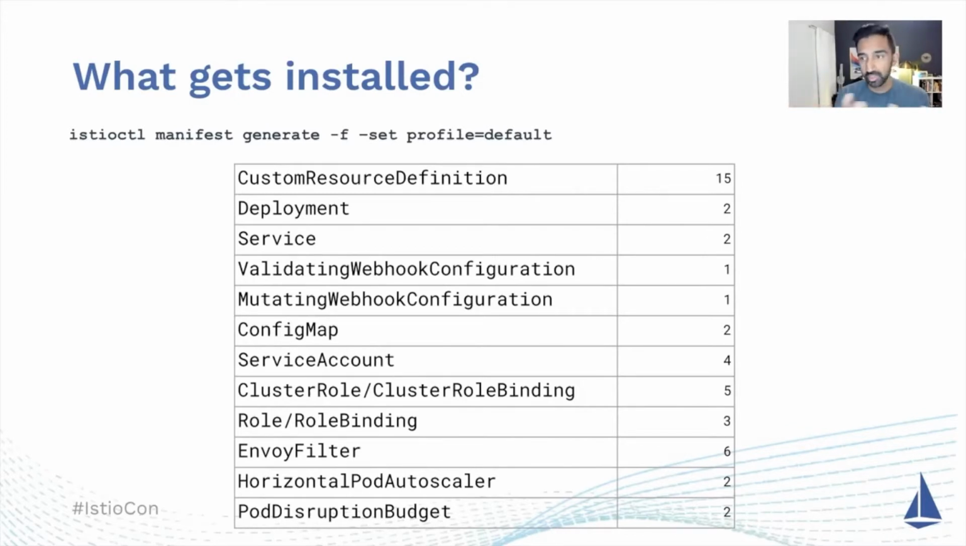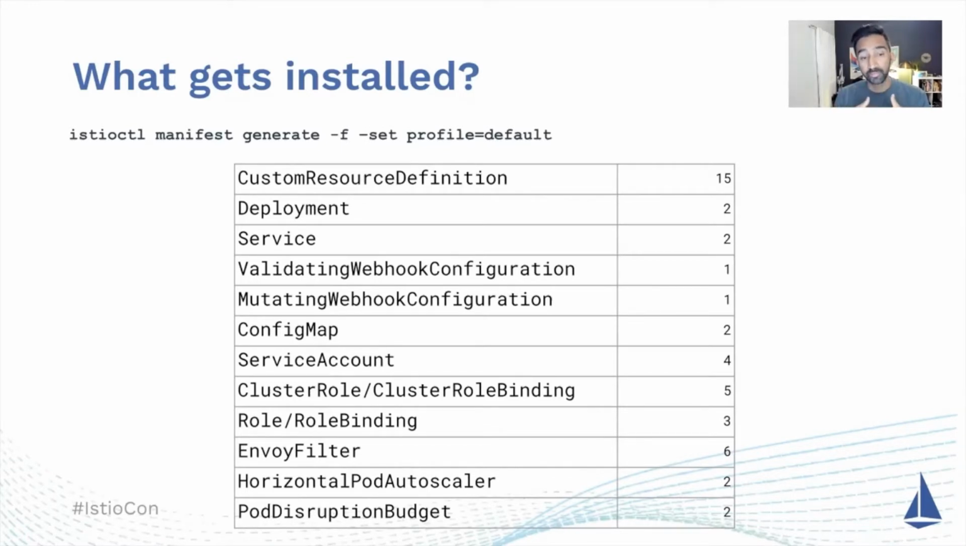There are custom resource definitions. These are your definitions for your gateways, virtual services, destination rules, service entry, etc. Those are the CRDs. There are 2 deployments, Istiod and the gateways, and their matching services, the Istiod service as well as the ingress gateway service. The validating webhook configuration is responsible for making sure that config is valid when you apply new Istio config. Next, the mutating webhook configuration: whenever a new pod starts up, you want it to automatically inject that sidecar, and that's what that webhook is doing.